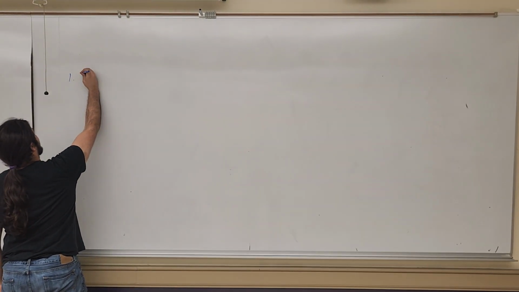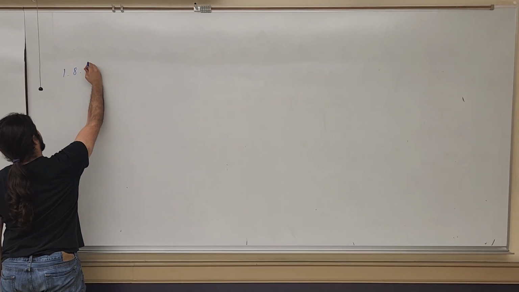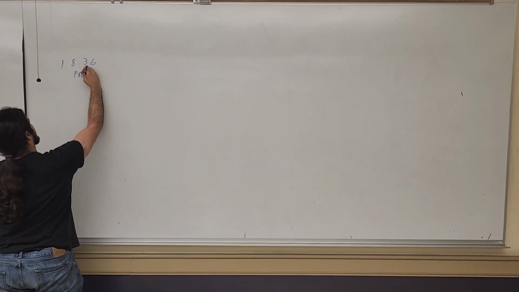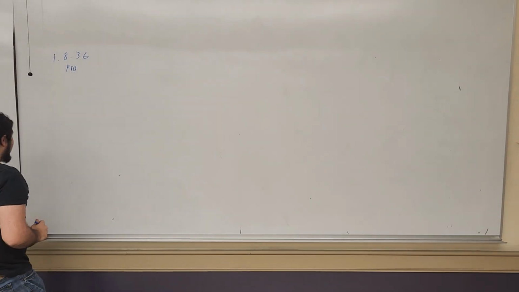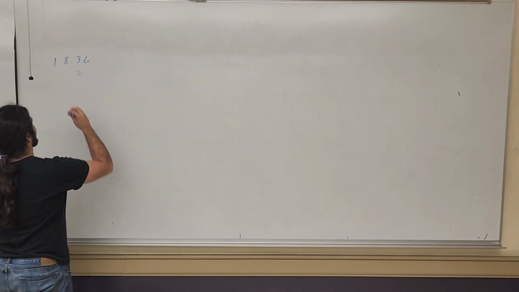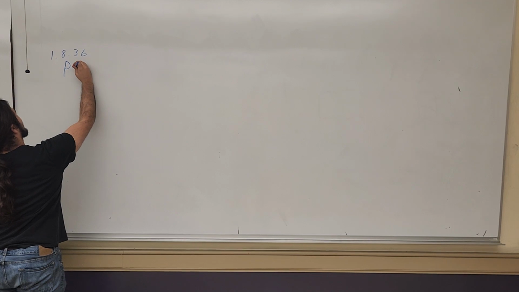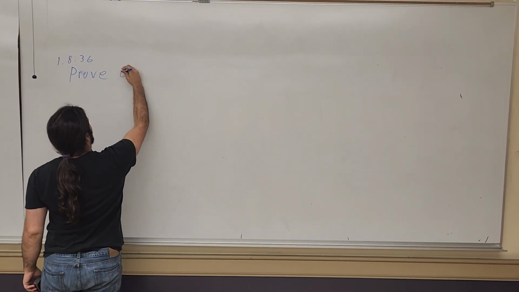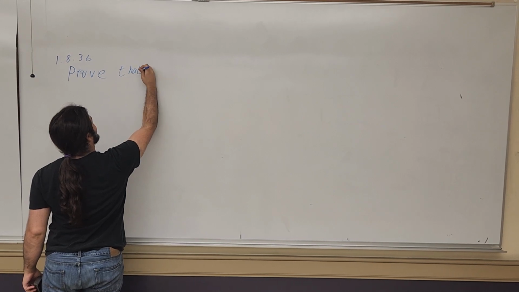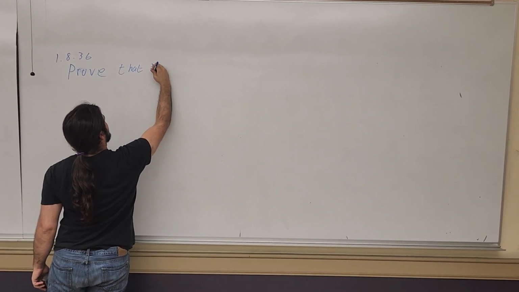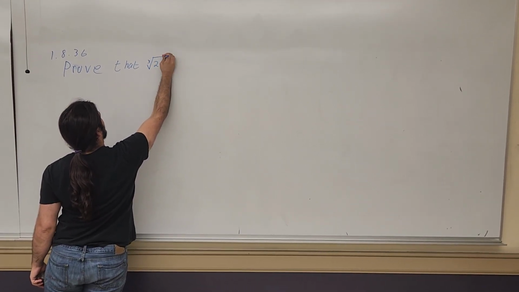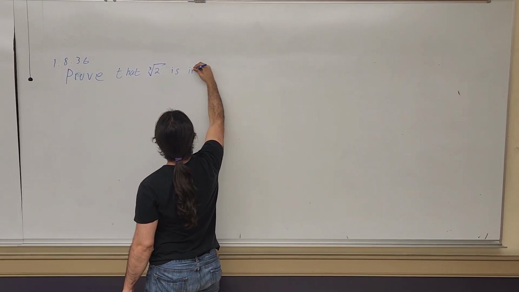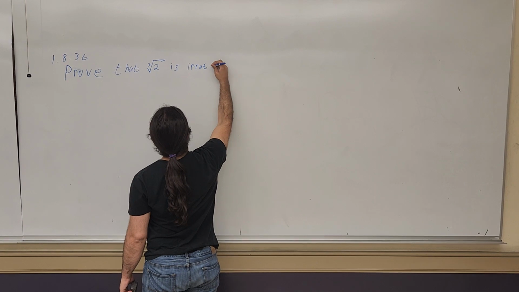We are going to be doing problem 1.8.36 from the book. All that it wants us to do is prove, I should probably be writing bigger. Actually, it's pretty good. Prove that the cube root of 2 is irrational.